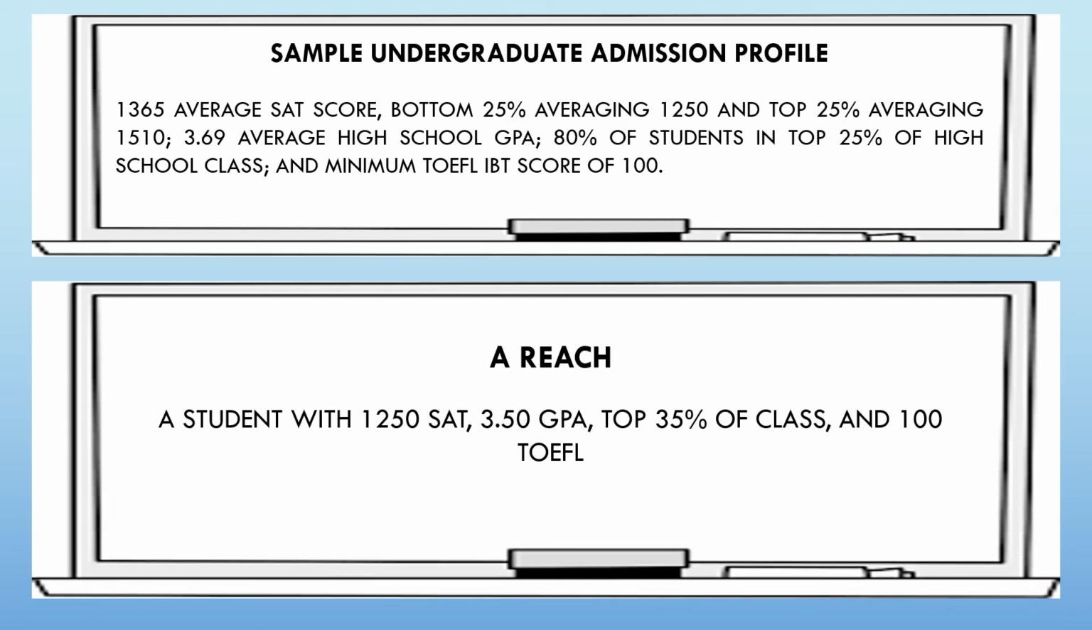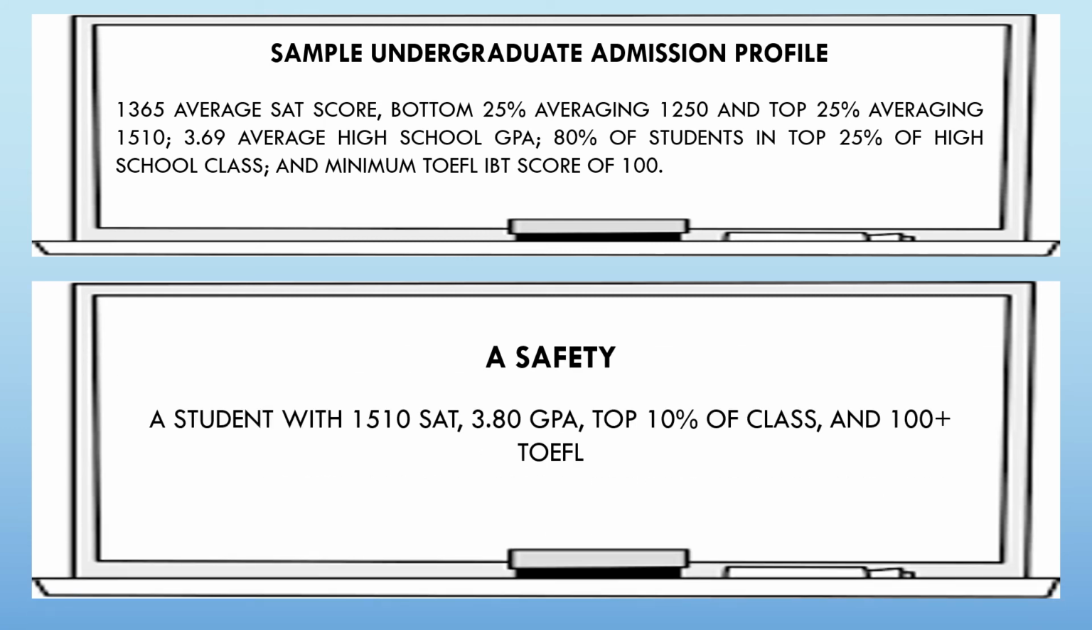Here's another student with a 1250 SAT score, 3.5 GPA, who graduated in the top 35% of their high school class and whose TOEFL score is precisely the minimum of 100. This student falls a bit below the average of the admissions profile. And as such, for this student, this institution would be a reach.